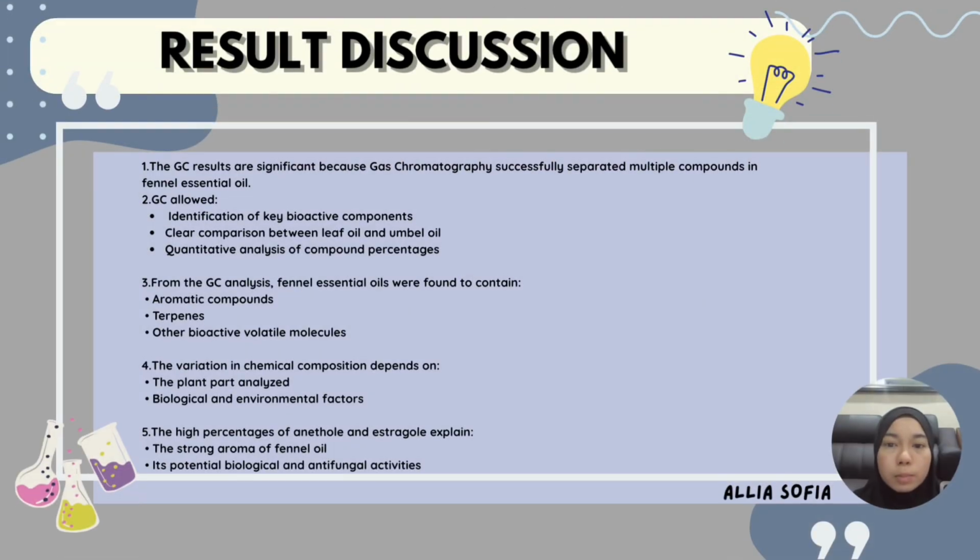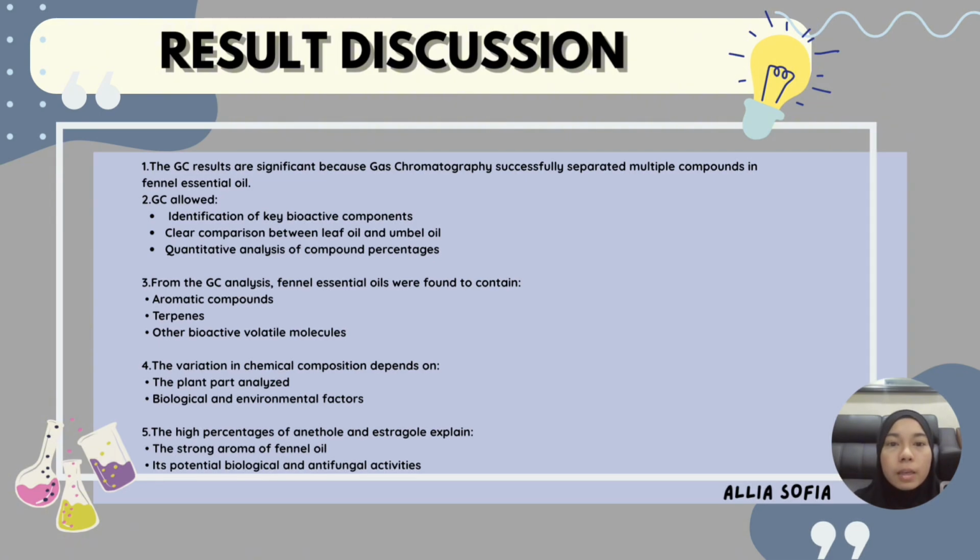Moving on to the importance of our GC results, the gas chromatography analysis was highly successful because it allowed us to take a very complex mixture, the fennel essential oil, and separate it into individual pure components. This is crucial because it allowed us to identify the specific bioactive markers responsible for the plant's properties. Most importantly, the GC data prove that the leaf and umbel oils are not the same.